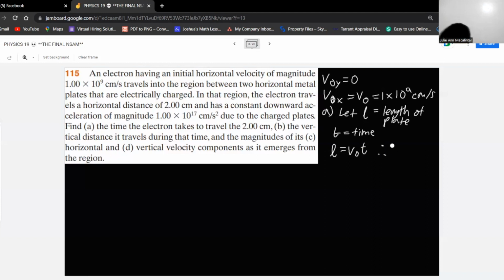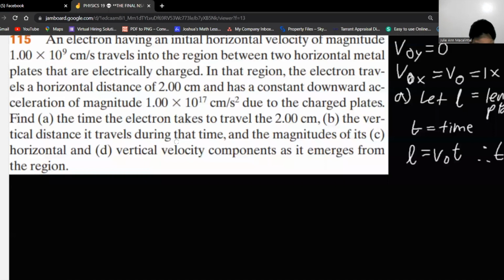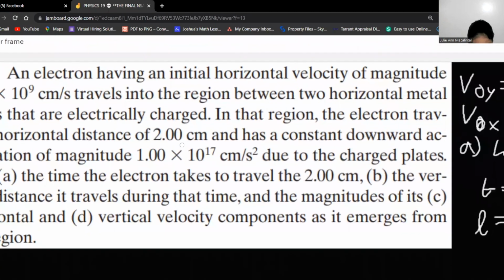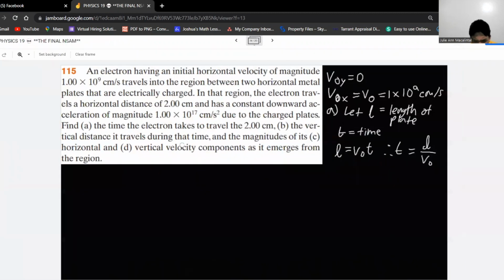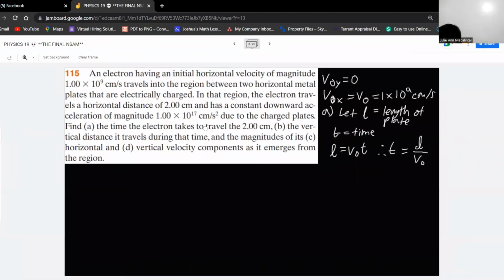So ang binigay dito, walang binigay na length ng plate, di ba? Ang binigay lang ay yung horizontal distance traveled by the electron. Travel horizontal distance of 2 centimeters. So hindi siya yung length ng plate. Yung plates, ang purpose lang niya para mag-produce ng acceleration.